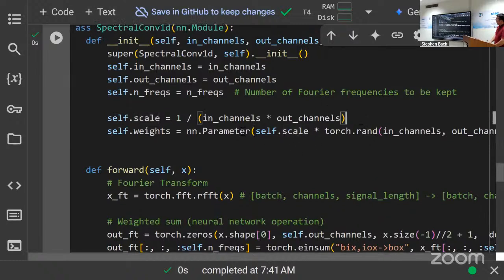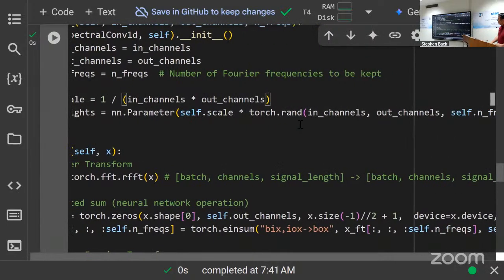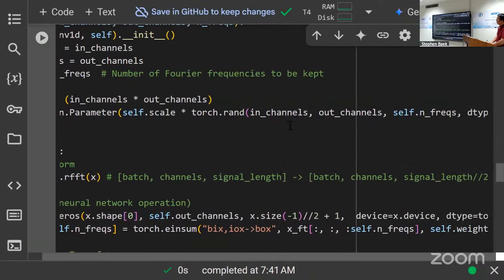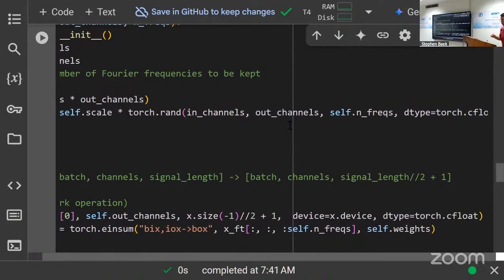So let me first explain the number of weights. The weight is a tensor that is comprised of I by O by number of frequencies, the signal length, okay? So I is the number of input signals, the number of input channels. So again, if you have, let's say, permeability and density, then I is going to be 2. You have 2 channels.